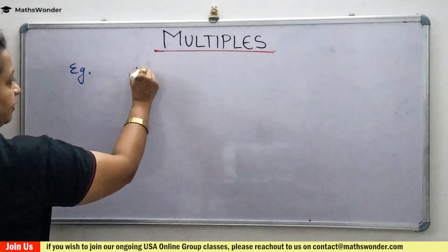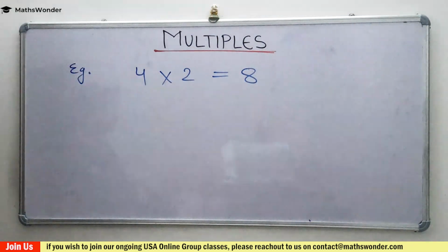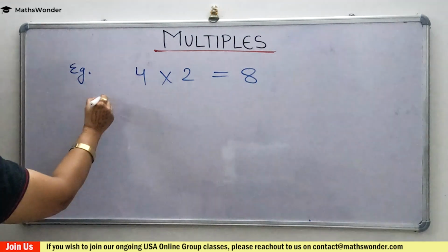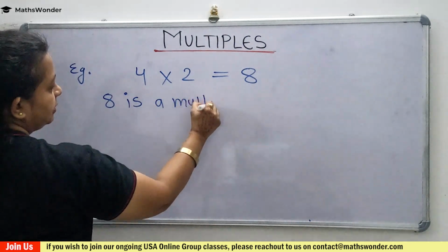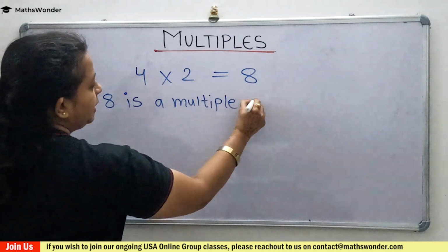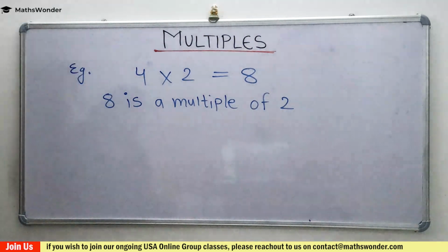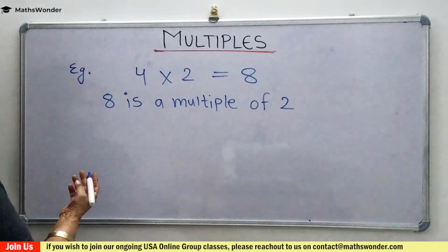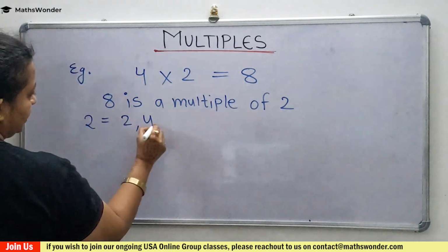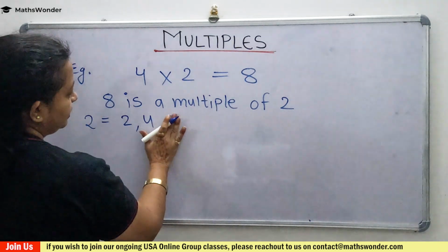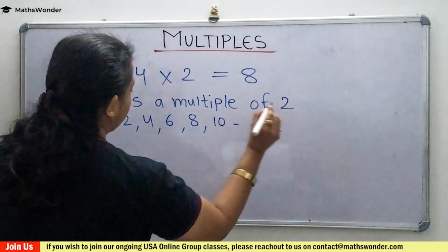The same thing: 4 times 2 is 8, as you know. So 8 is a multiple of 2. How? Because 2 can come into 8 equally: 2, 4, 6, 8, 10, and so on.